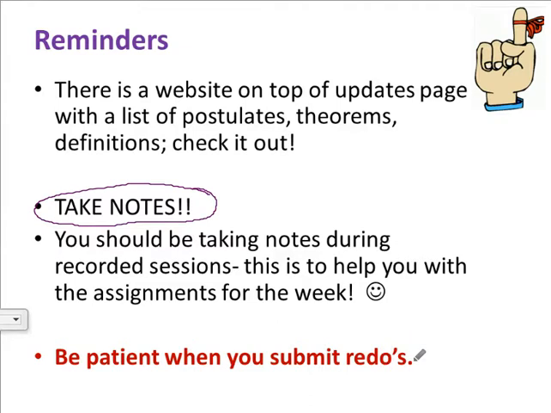Again, my policy is that my priority is to grade the current work first, and then I go back and grade redos and submit late works. And remember, there's a lot of students that I have to grade late work for and redos. So please be patient. I will get to yours. And with the late work, same thing is true. So to get your work graded the fastest, make sure you're turning your work in on time.